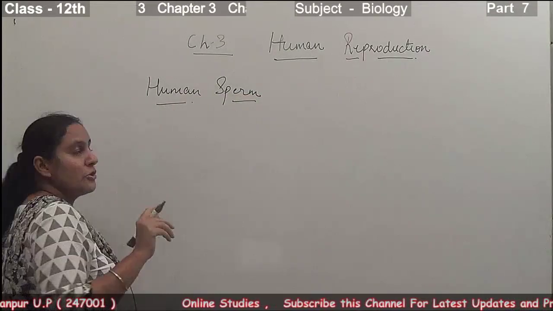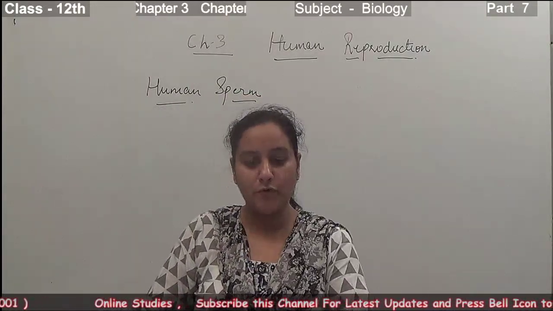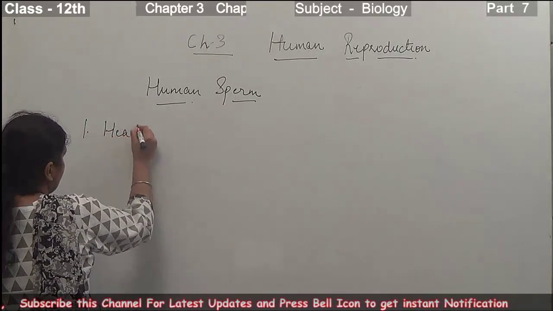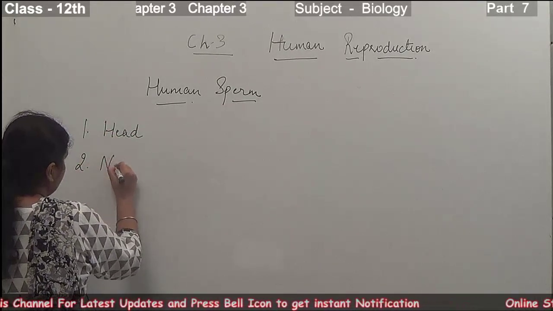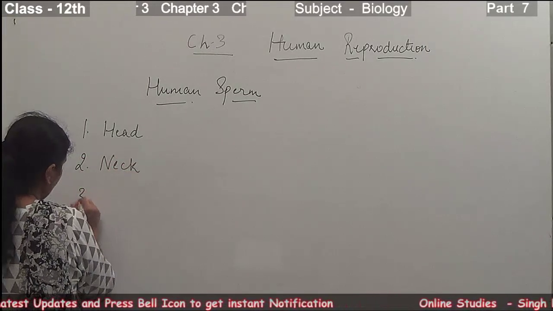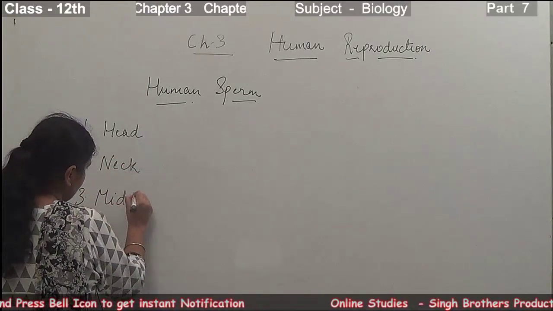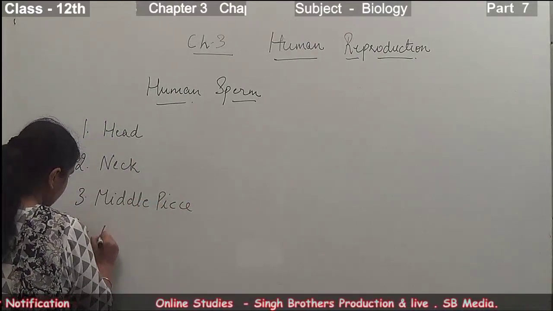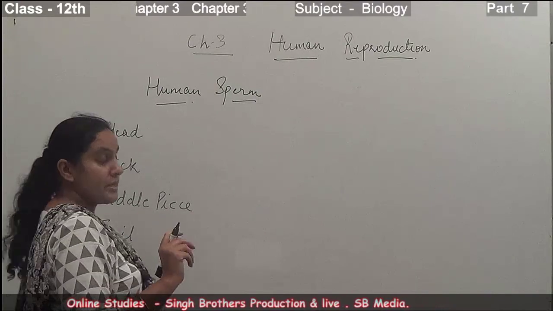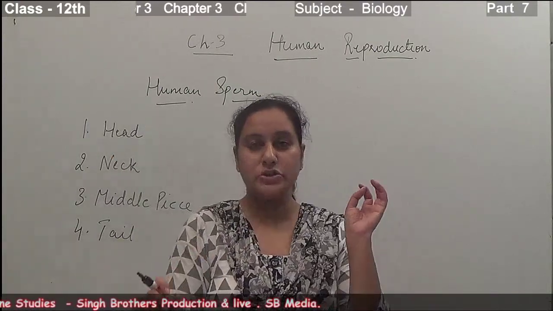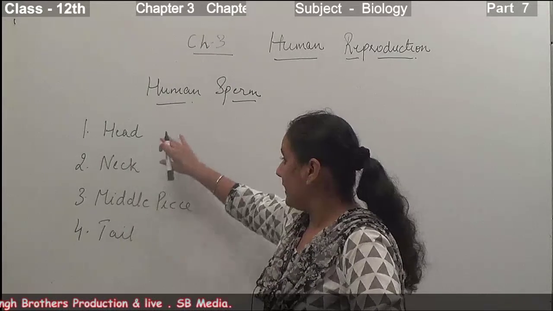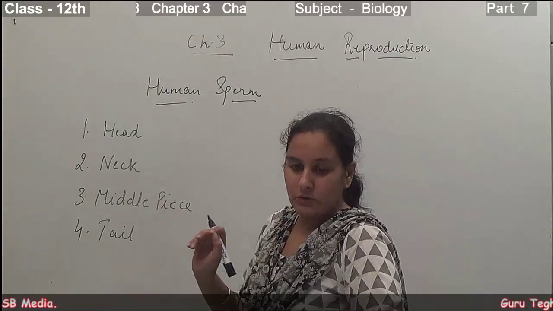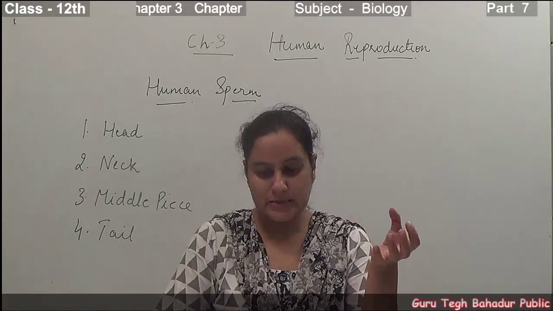A mature human sperm consists of four parts. First one is the head. Second one is the neck. Third one is the middle piece. And fourth one is the tail. So there are four parts of the mature human sperm: the head, neck, middle piece and the tail. Let's start with the first part, that is the head.